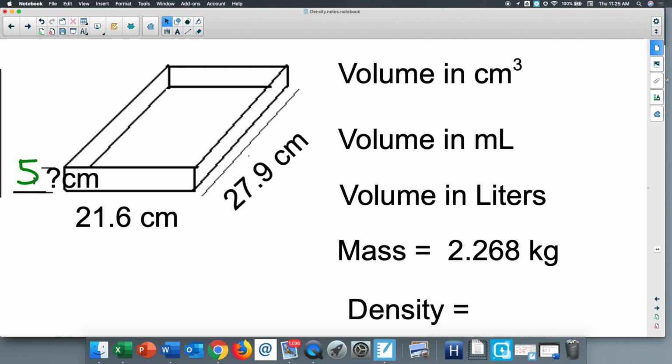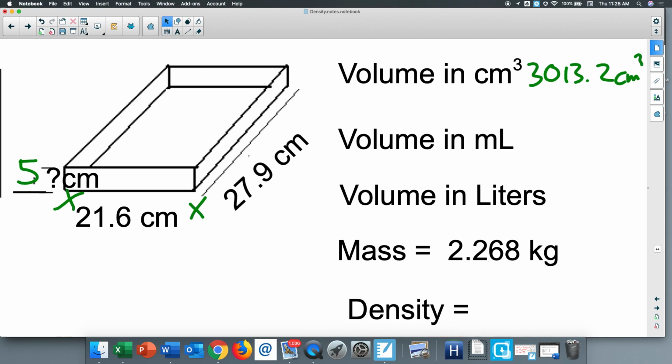Carly, talk to me. You're giving the lecture right there. Give it to everybody. What do we do first? All right, so we're going to multiply these three numbers together. And what do you get when you multiply them all, Carly? 3,013.2. Okay, and that's in centimeters cubed.